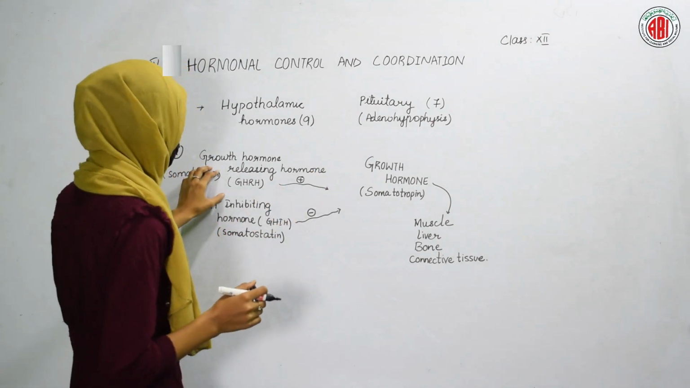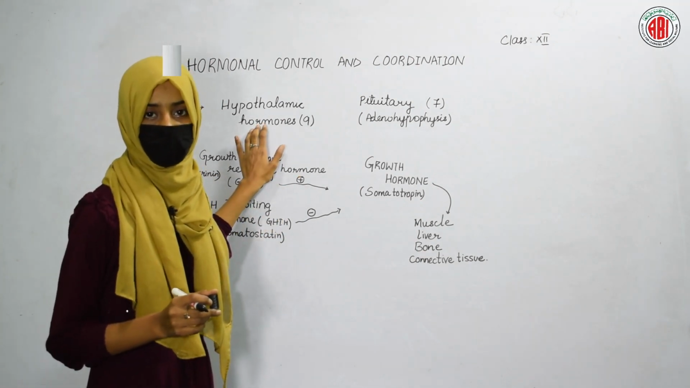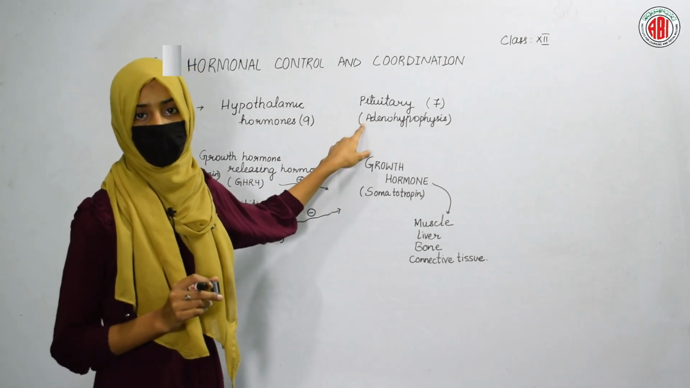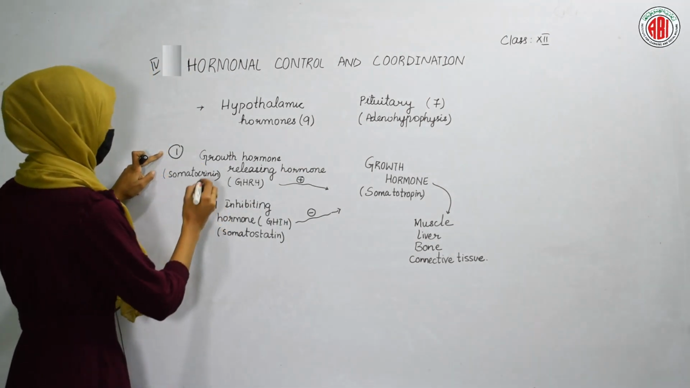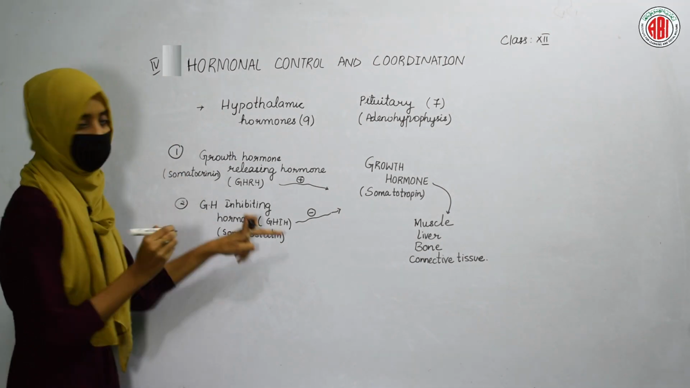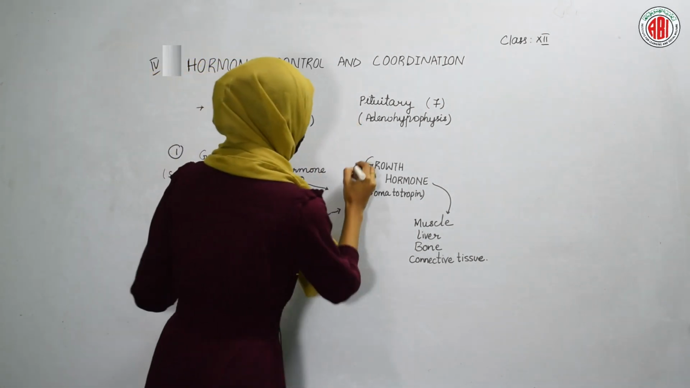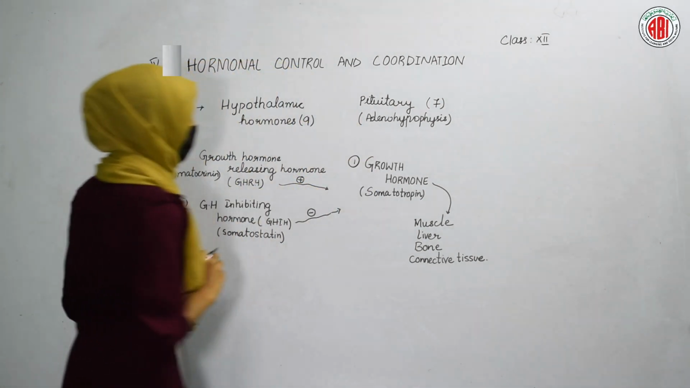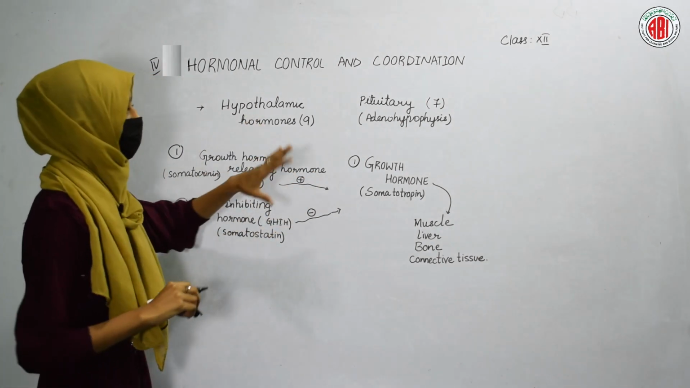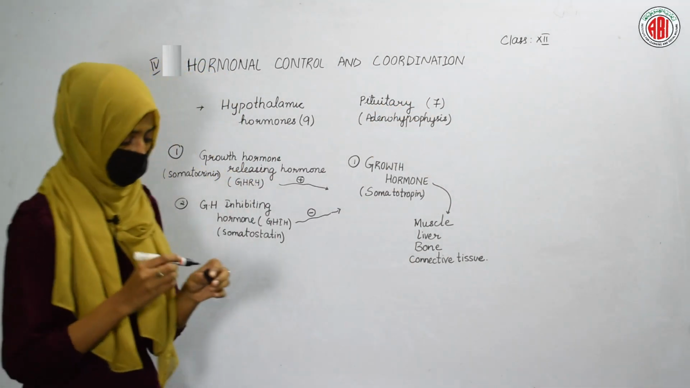In this way, releasing hormone and inhibiting hormone, these 2 types of hormones are released by the hypothalamus in order to regulate the function of growth hormone, which is released by the pituitary gland. One, GHRH, and the second hormone that is released by the hypothalamus is GHIH, growth hormone inhibiting hormone. And here from the pituitary, we talked about only one hormone, that is growth hormone, somatotropin. Let us move to the next one. We have to see all the 9 hypothalamic hormones and 7 pituitary hormones.